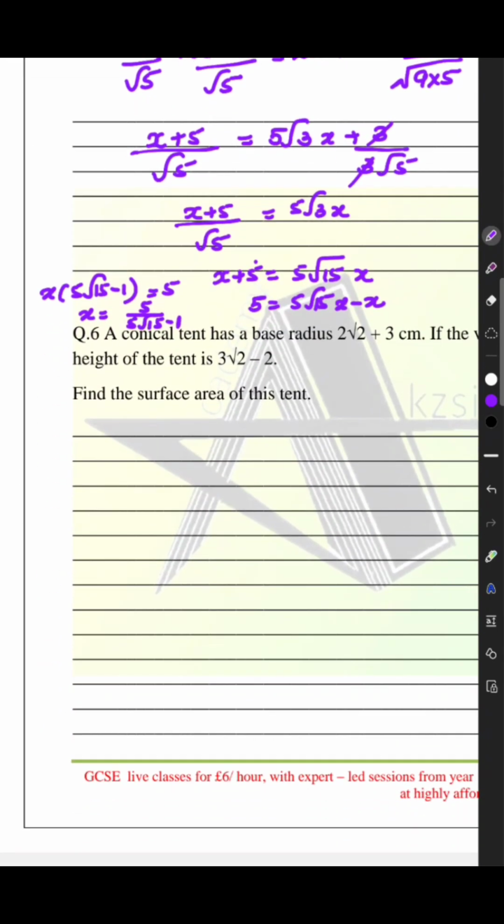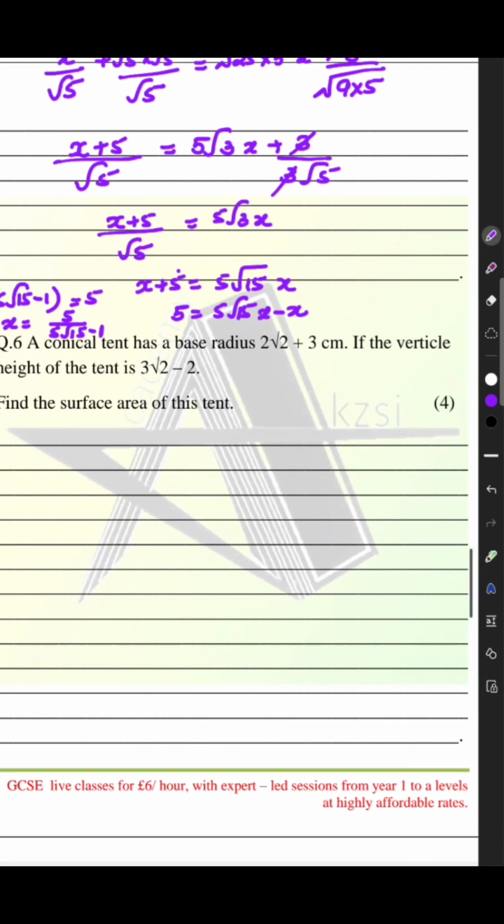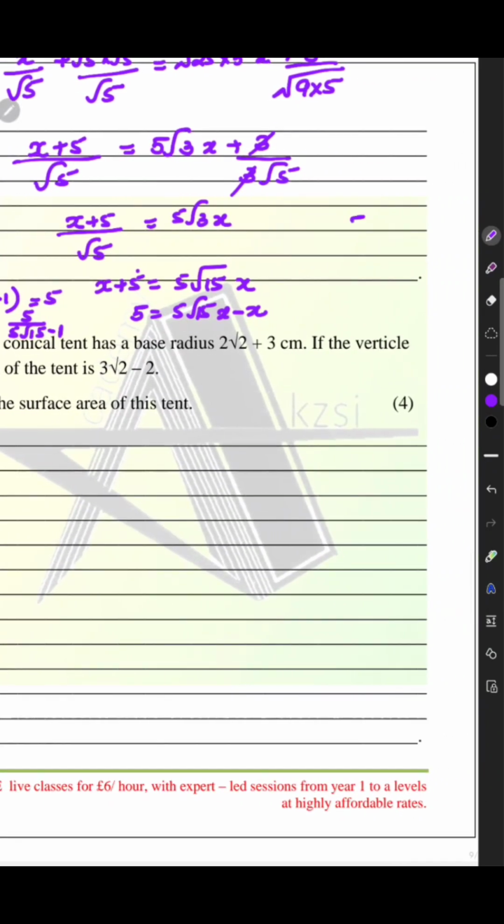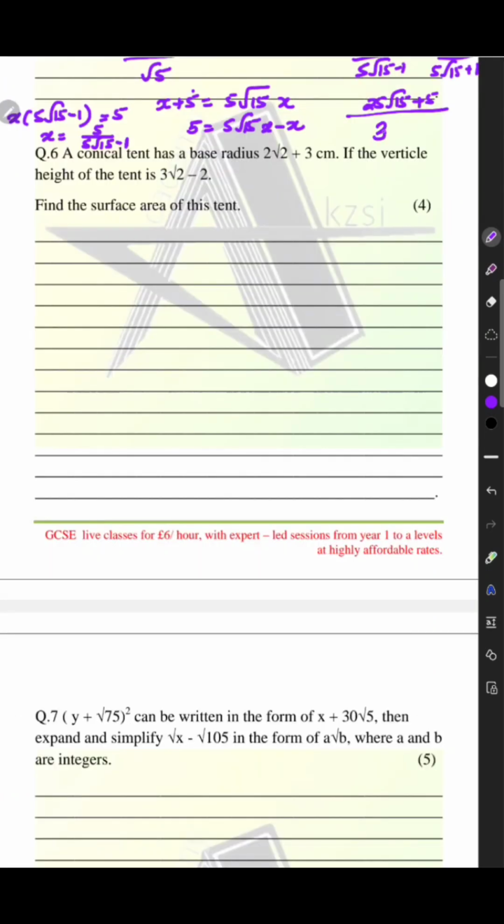It's fine. So this would be 5 over 5 root 15 minus 1. So multiply by 5 root 15 plus 1 over 5 root 15 plus 1. We rationalize the binomial terms with the opposite sign. So this will give me 25 root 15 plus 5, and this one will be 374, and this is your final answer.